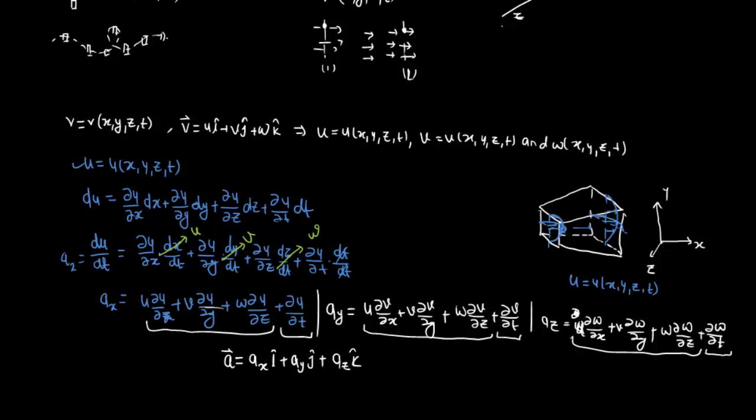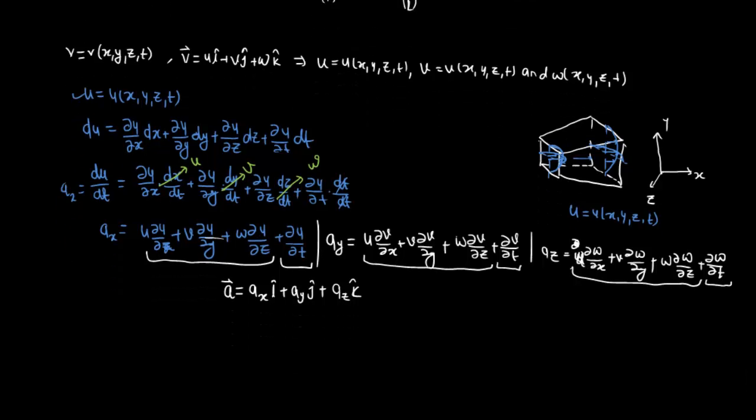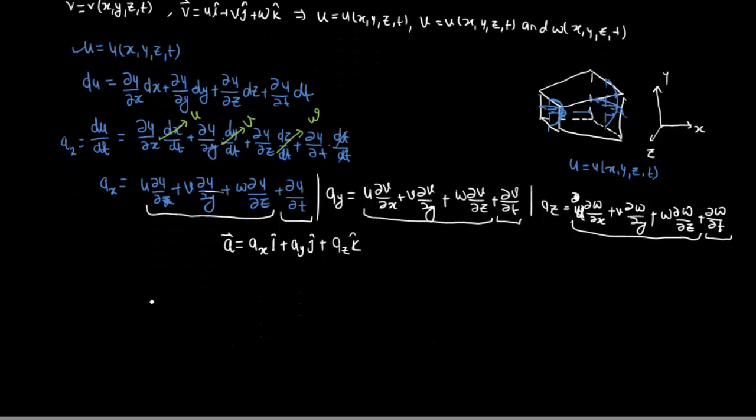So guys, in the given equations, the terms del u by del t, del v by del t, and del w by del t are defined as local acceleration.